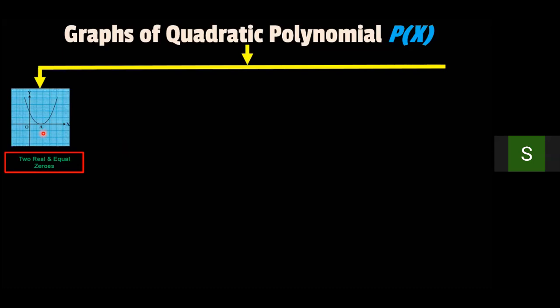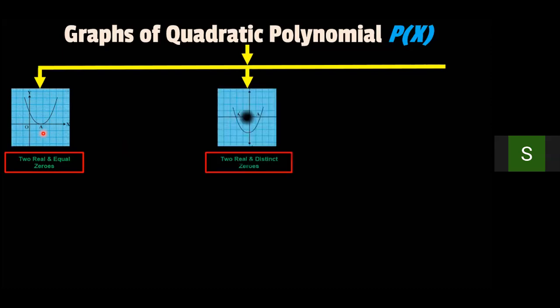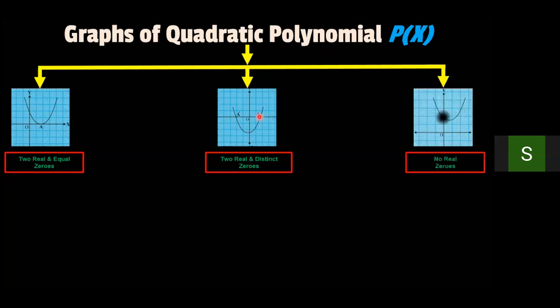In the second case, you can see that we have taken the graph of the polynomial of which the parabola cuts the x-axis at 2 points. This type of polynomial is not a perfect square and we get two real and different zeros. In the third case, we can see that the graph of the polynomial p of x doesn't touch or cut the x-axis. Hence, it has no real zeros.